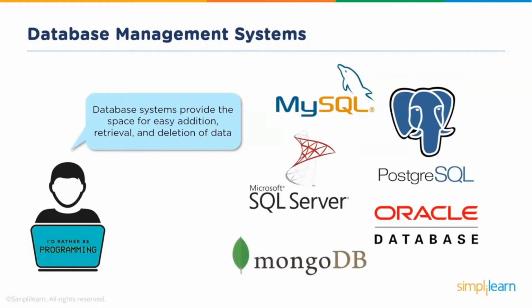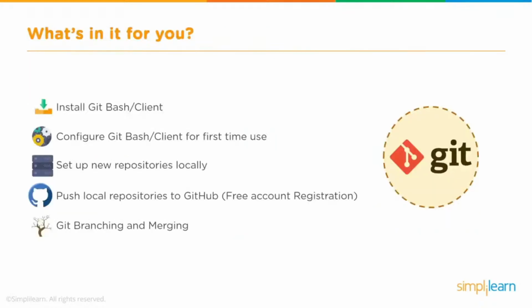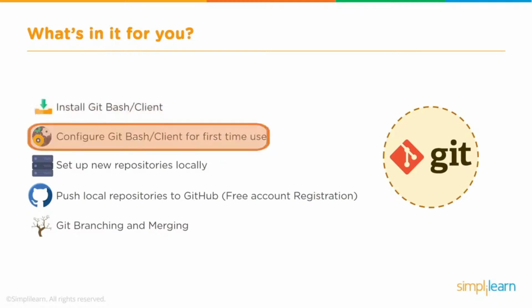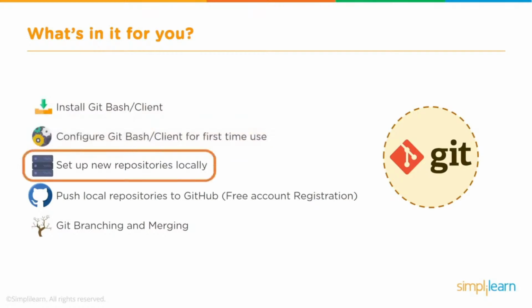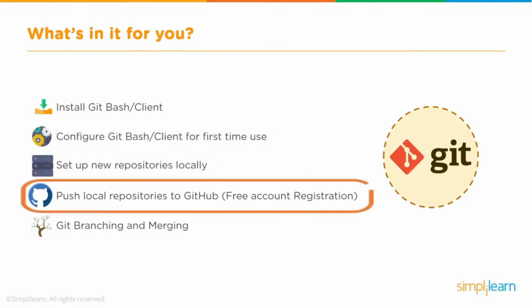and then there's MongoDB. Today, I'm going to cover a few essential Git commands and walk you through a demonstration for most of it. I begin by installing Git Bash or the Git client and configuring it for its first-time usage. Once I'm done with configuring the Git client, I'm going to spin up a few repositories locally and work on these repositories using Git commands. Once I'm happy with my local changes, I'm going to commit a few of them and then push these changes to a Git server of my choice.